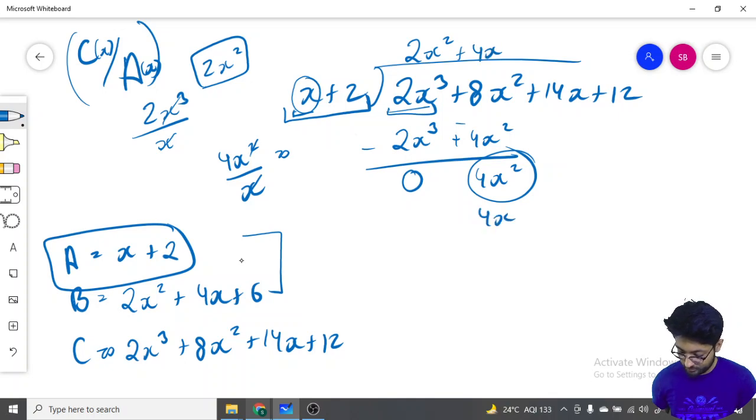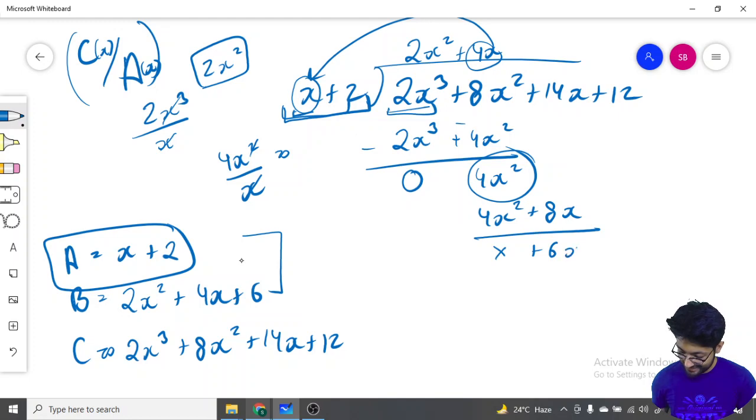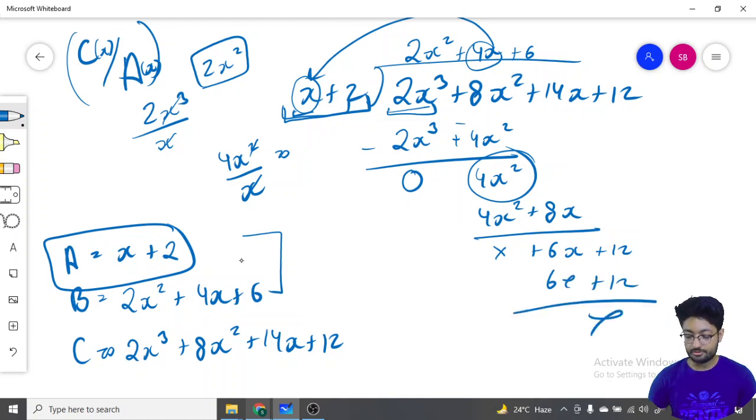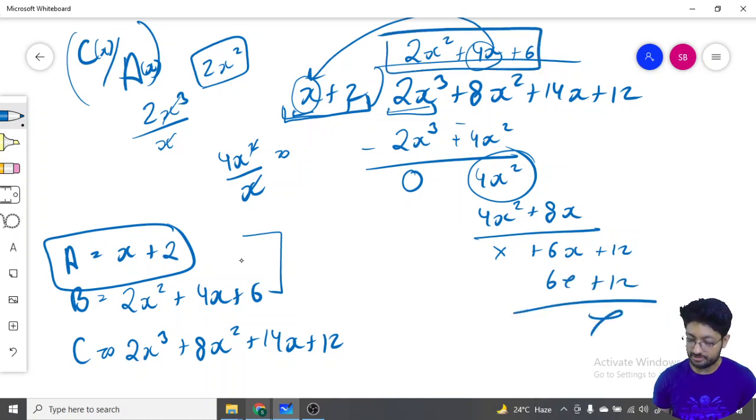So it becomes 4. Now you again multiply 4x with this whole expression, that is 4x square plus 8x, and then it becomes 0, and then it becomes equal to 6x plus 12, and then you again do 6, and then 6x plus 12 becomes 0. So that is how you get the original polynomial.